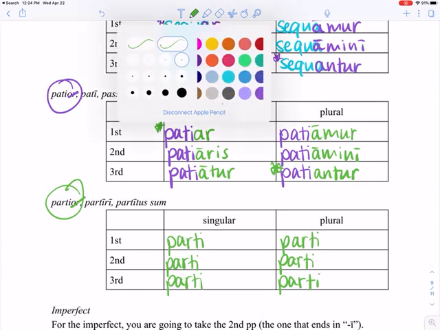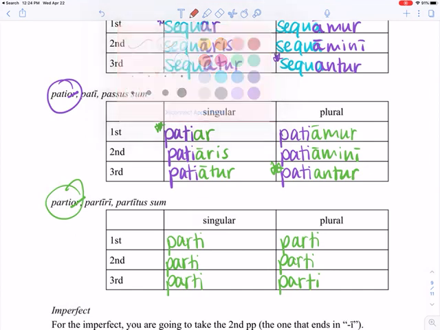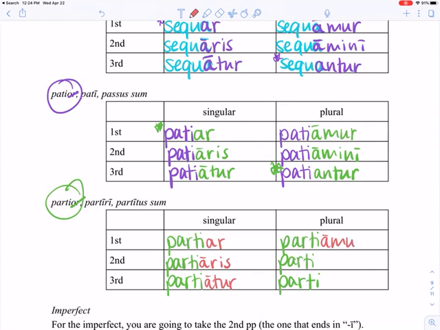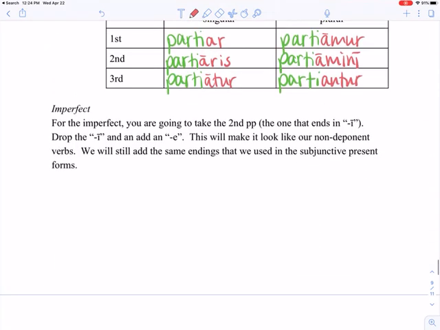All right, let's go with that. Okay, so first singular is partiar, second singular is partiaris, third singular is partiatur, first plural is partiamur, second plural is partiamini, and third plural is partiantur. Okay. All right, so we are going to get into the imperfect.